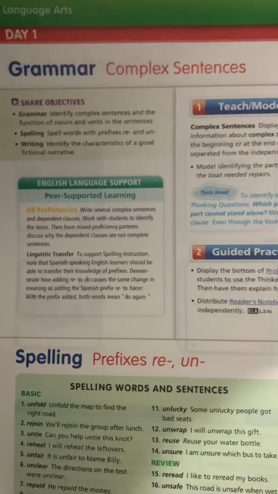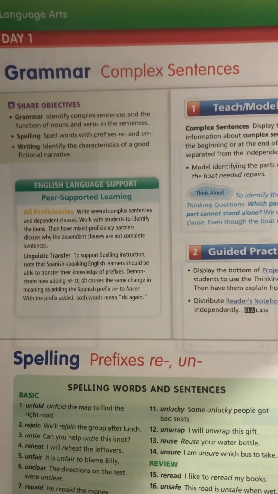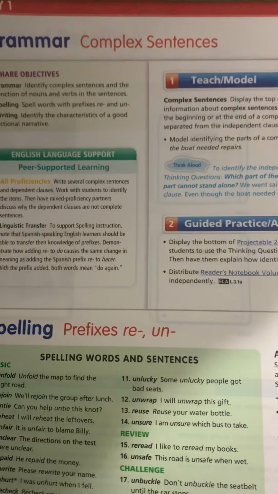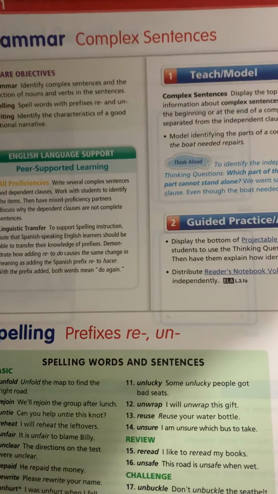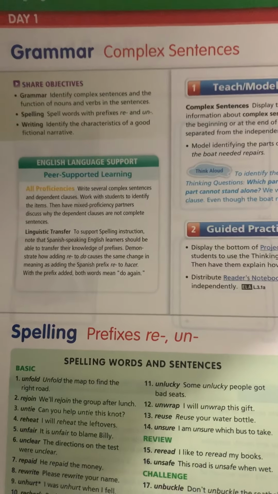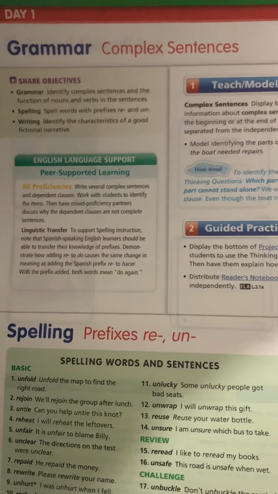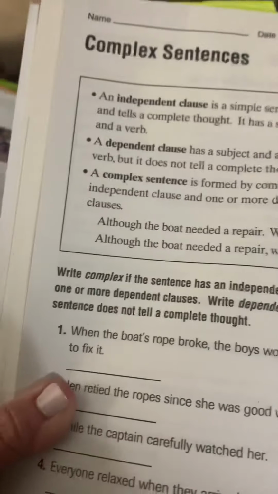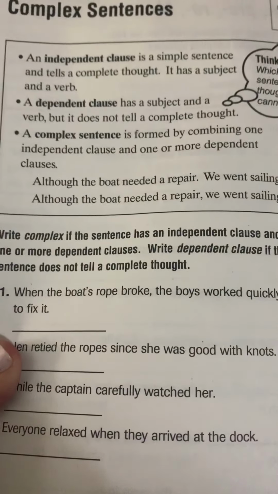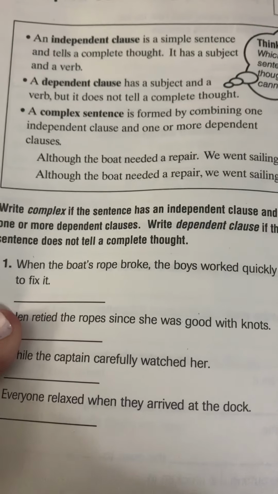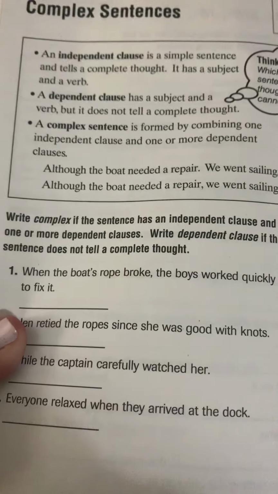All right, boys and girls, part of this week we are going to talk about complex sentences. And a complex sentence is formed when we combine an independent clause and one or more dependent clauses. And I know you're sitting there probably thinking to yourself, what in the world is Mrs. Dixon talking about? So I want you to just think for a minute.